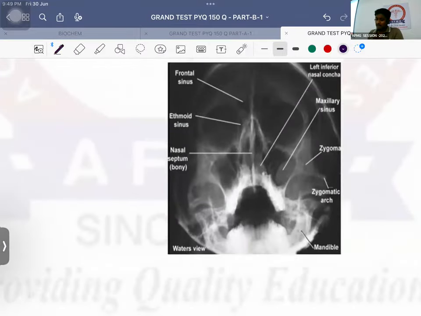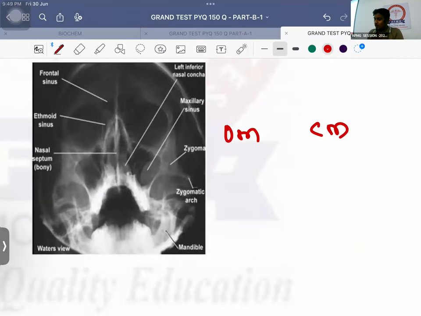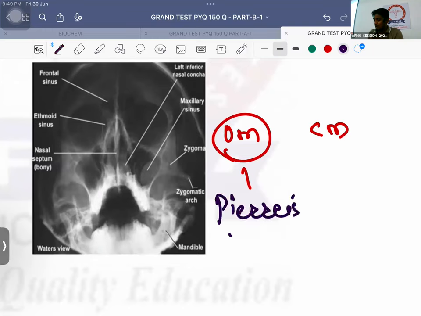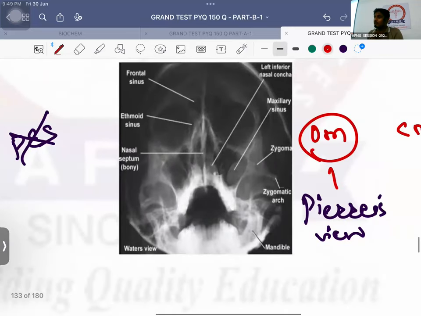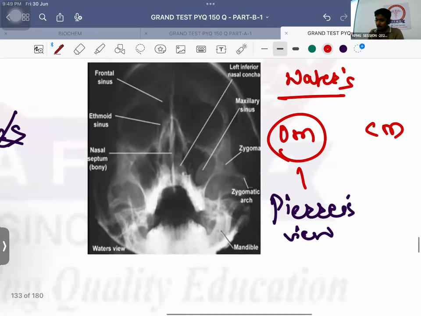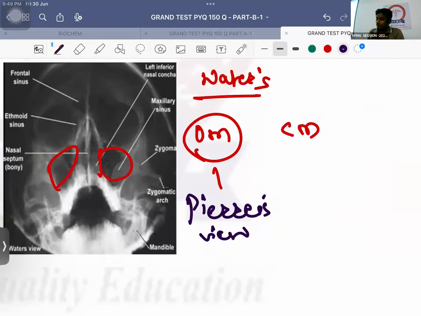Which is the best view for all sinuses? Waters view. But which sinus is never visible on Waters view? Posterior ethmoidal sinus is not visible on a Waters view. Waters view can be either open mouth or closed mouth. Open mouth Waters view is known as Pierce view. X-ray skull lateral view is the best view for the sphenoid sinus. Waters view is the best view for the maxillary sinus. Waters view can also be called occipitomental view.